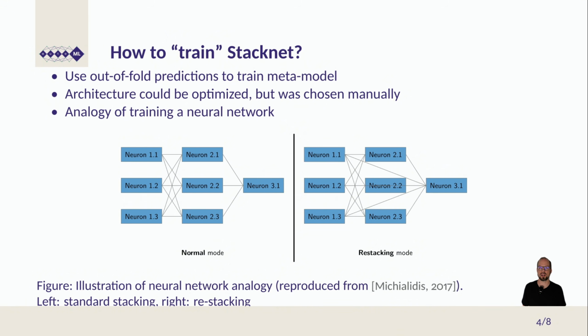And you can see this here in this figure. On the left-hand side, we have the normal mode, which already looks like a neural network. And on the right-hand side, we actually have the so-called restacking mode, where we also have skip connections, and the neurons or the models in layer 1 are directly connected to the output model in layer 3.